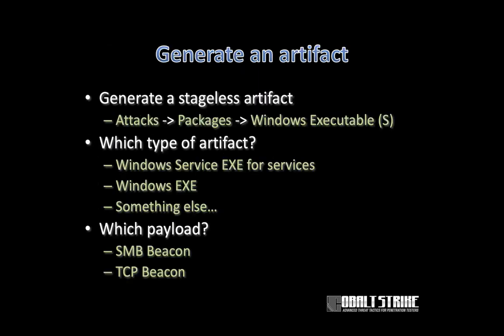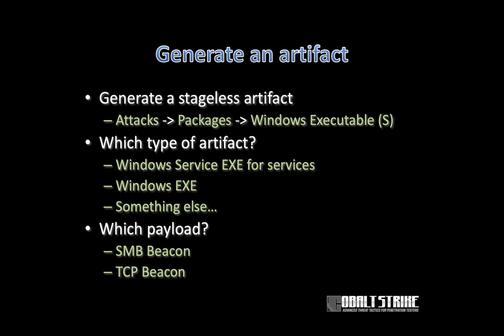Let's go through these. When you generate an artifact, I recommend you use a stageless artifact. You can generate a stageless artifact by going to Attacks, Packages, Windows Executable (S) in Cobalt Strike. What type of artifact should you generate? I would use a Windows Service exe if you plan to create a service to run your executable. Use a Windows exe everywhere else, or get creative and generate a DLL or generate a raw position independent blob that you can embed into some other artifact and run in a creative way.